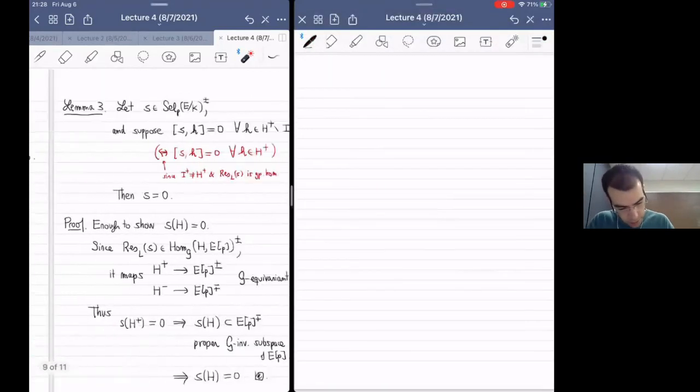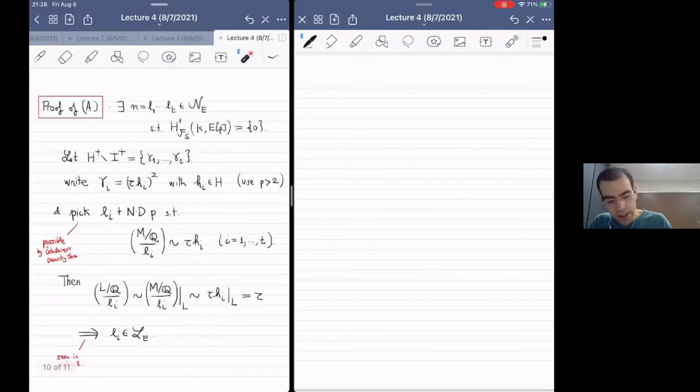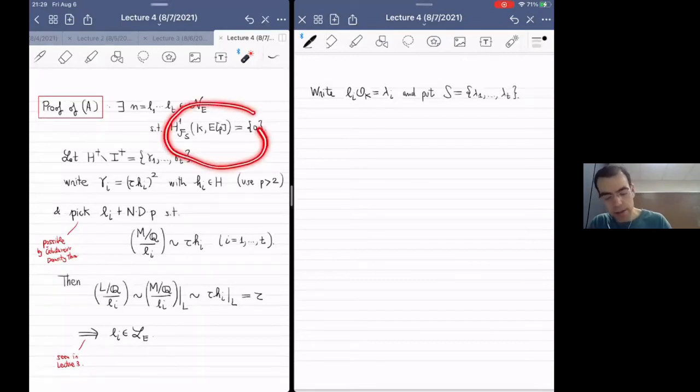Now we are here. So now let's check this vanishing. Well, now we know that these primes are in L_E. In particular, they are inert. So let's do the usual writing. So write l_i as lambda_i, and we put S to be the set of all these lambda_i's. Okay, so now we want to check this triviality, this vanishing.